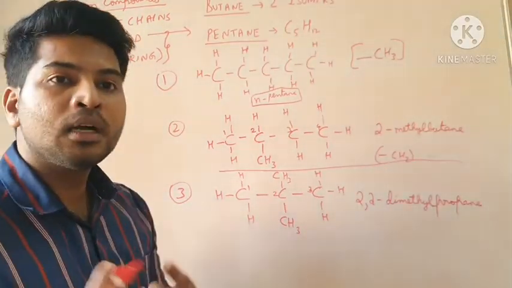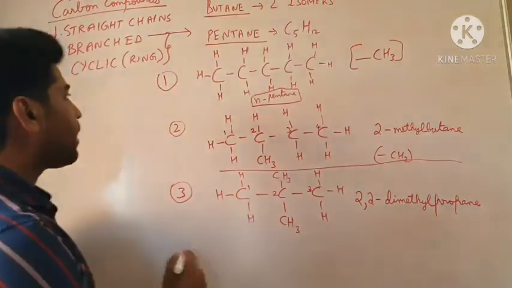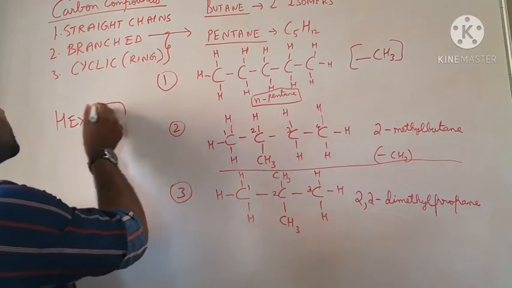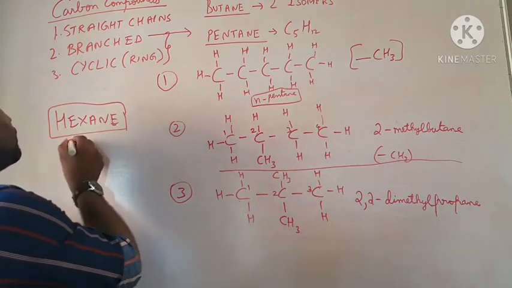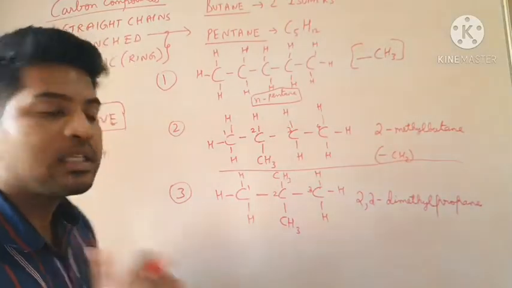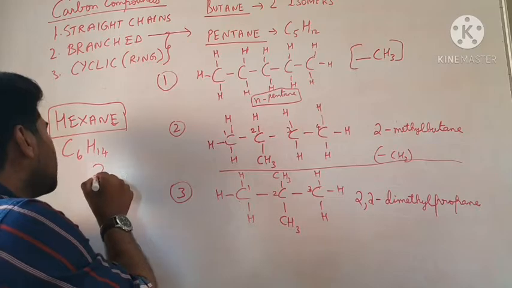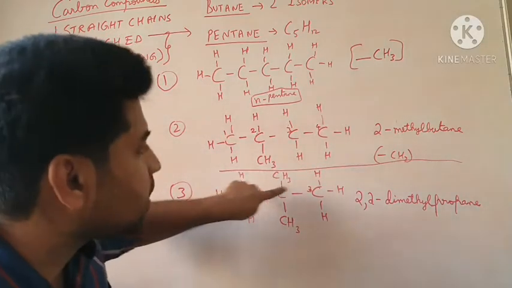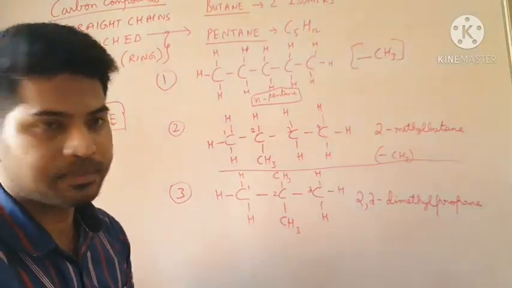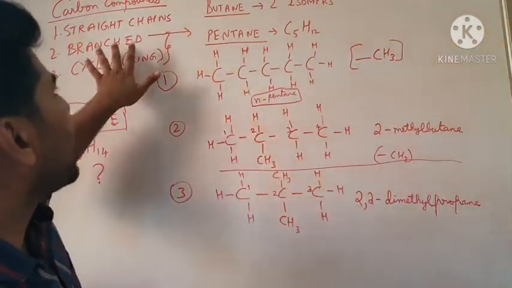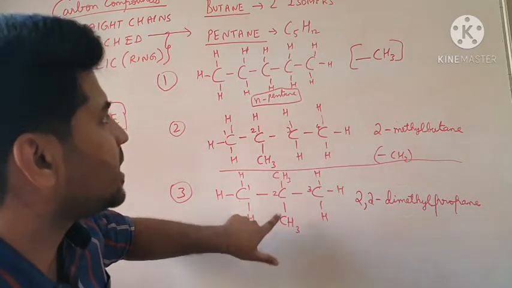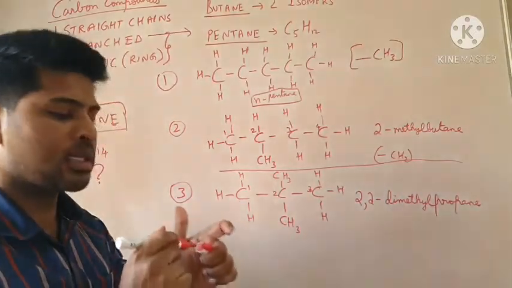Similarly, as a homework, you can try writing the different structural isomers of hexane. Formula is C6H14. How many structures are possible? Write their structural formula and try naming the structures. So this is all about branched carbon compounds. They have branches resulting in structural isomers.